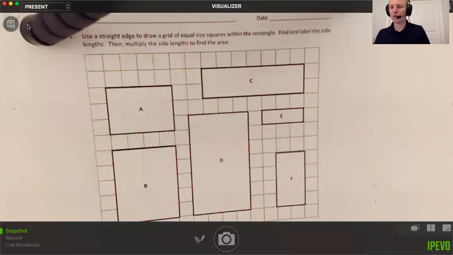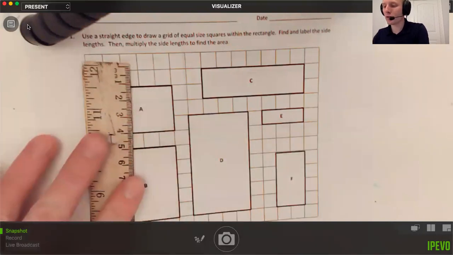So what it asks you to do here at the beginning of our lesson, again, we'll go over this in class. This is the problem set that we did today, but this is a chance for you to review. It says use a straight edge to draw the grid of equal sized squares within the rectangle. So straight edge meaning your ruler. Find and label the side lengths, then multiply the side lengths to find the area.